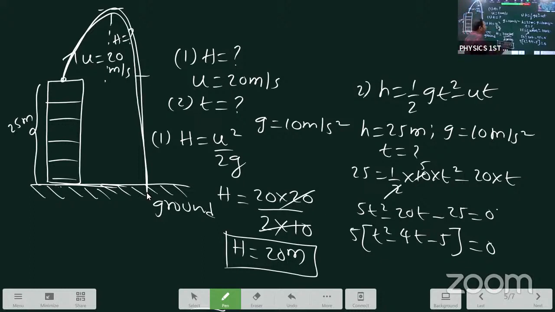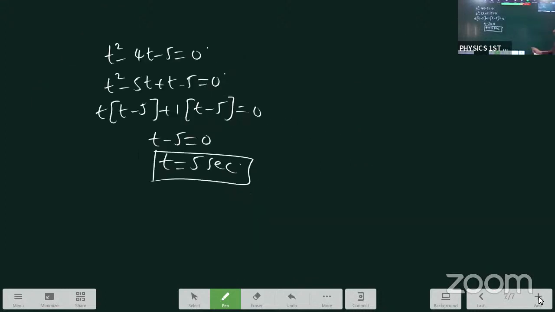Then after the ball is thrown from the multi-story building, what is the displacement formula? H equals half gt square minus ut. H means 25, half g value 10, t square. Overall, we get t square minus 4t minus 5 from this quadratic equation. We get 5 seconds. This is the multi-story building. Total two special cases there: one is how much height the ball rises, second is what is the time taken by the ball to reach the ground. Most important problem for SAQ. Okay.